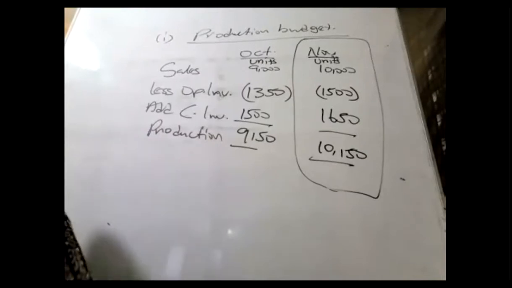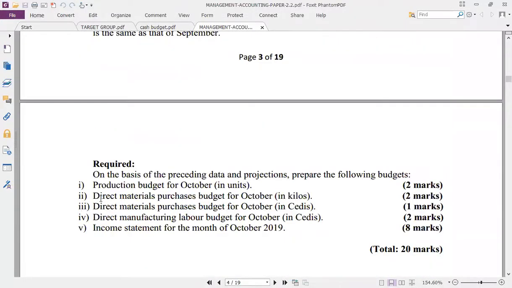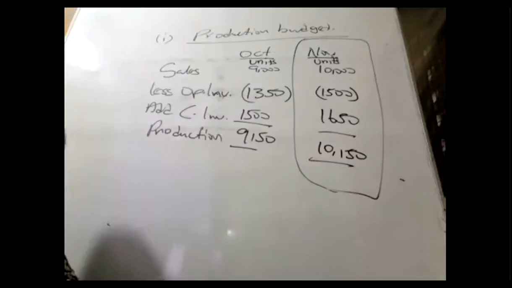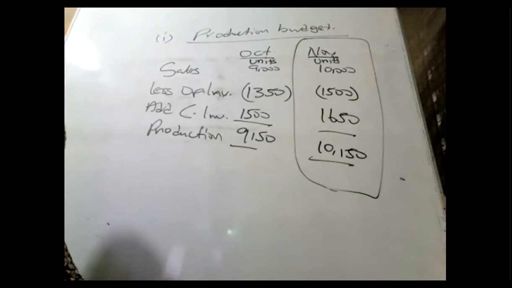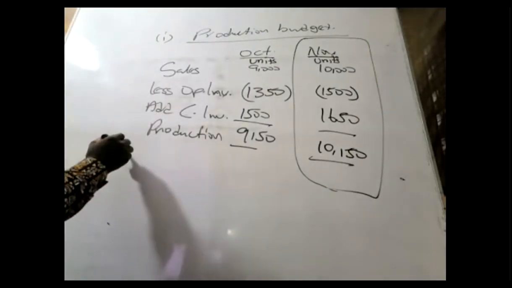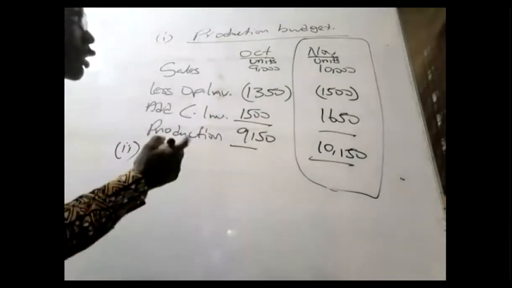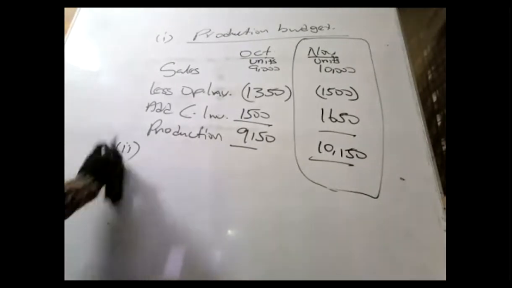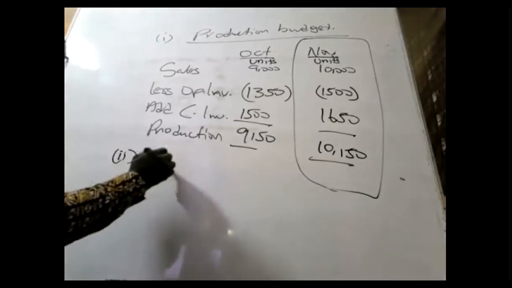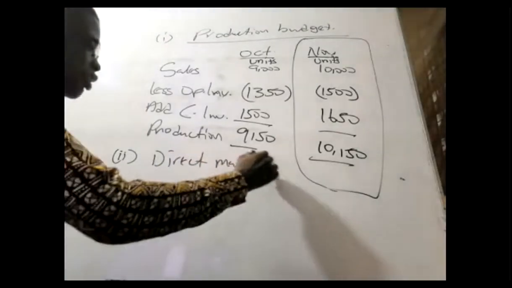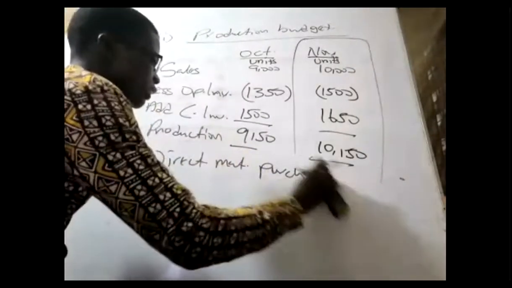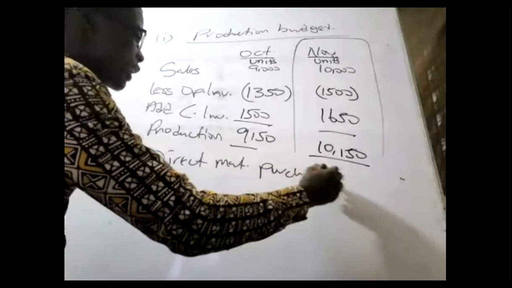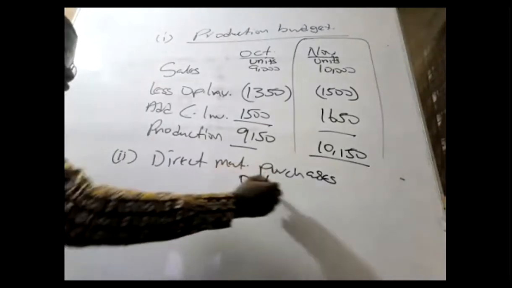Let's move on to the second requirement. The second requirement states direct material purchases for October. To get the direct material purchases, let me do it here. For this one, I only do it for October. So, direct material purchases, yeah, for only the month of October.